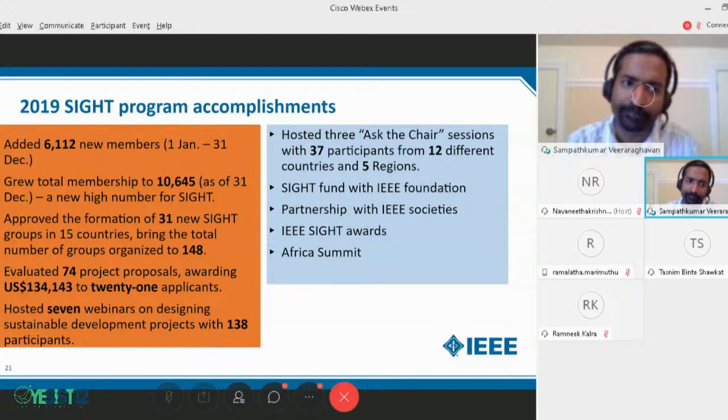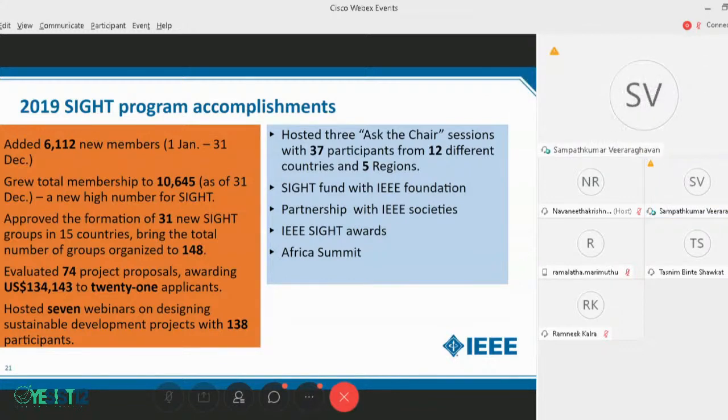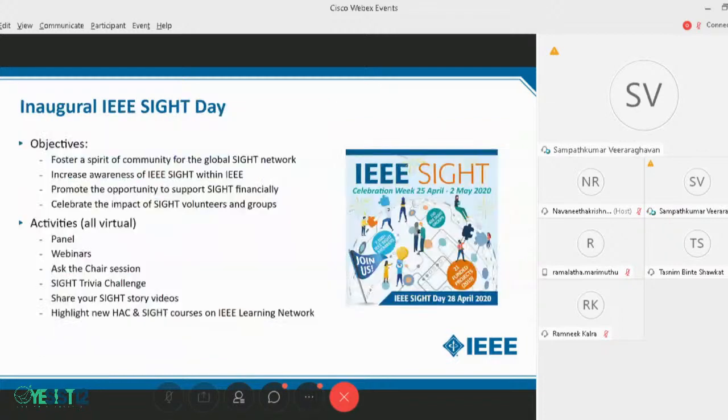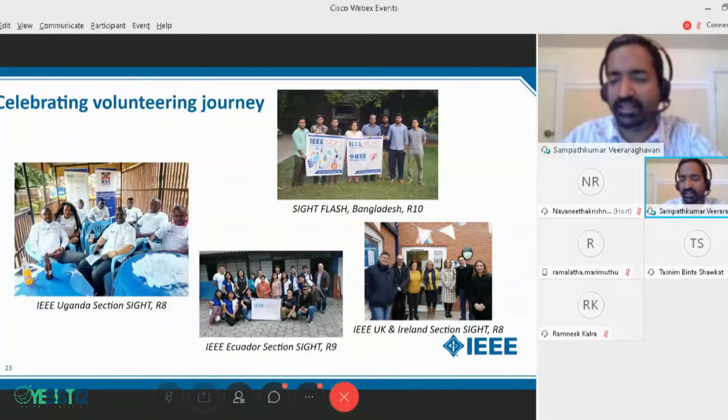Recently we also launched the first ever SIGHT Day, a global program to bring in SIGHT volunteers throughout the globe and celebrate their success. We launched the first inaugural one on 28th April 2020, which has been pretty successful. We had more than 3,000 members across the globe contributing to it. You can see here how SIGHT is a truly global organization, demonstrating the diversity of cultures and leaders from various cultures contributing to the larger vision. There are a few examples here.